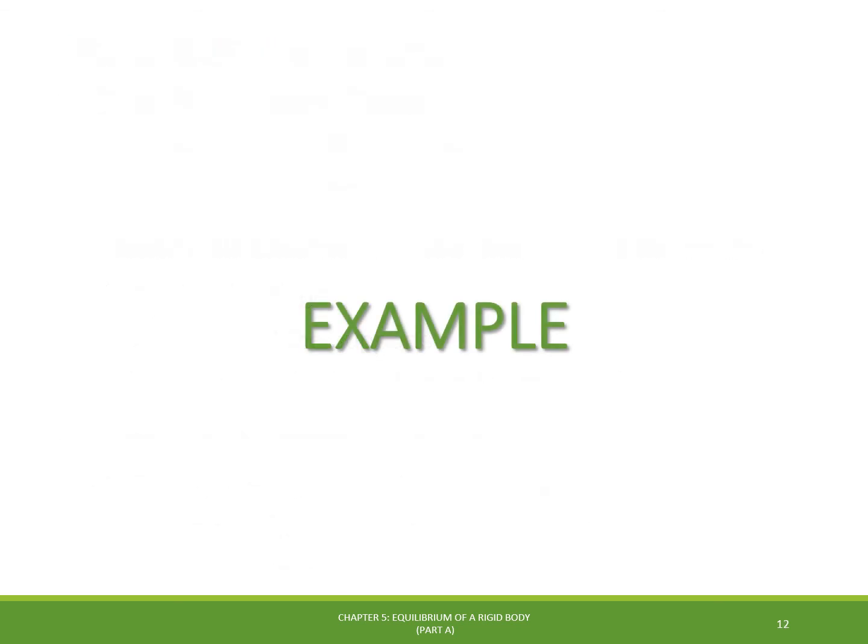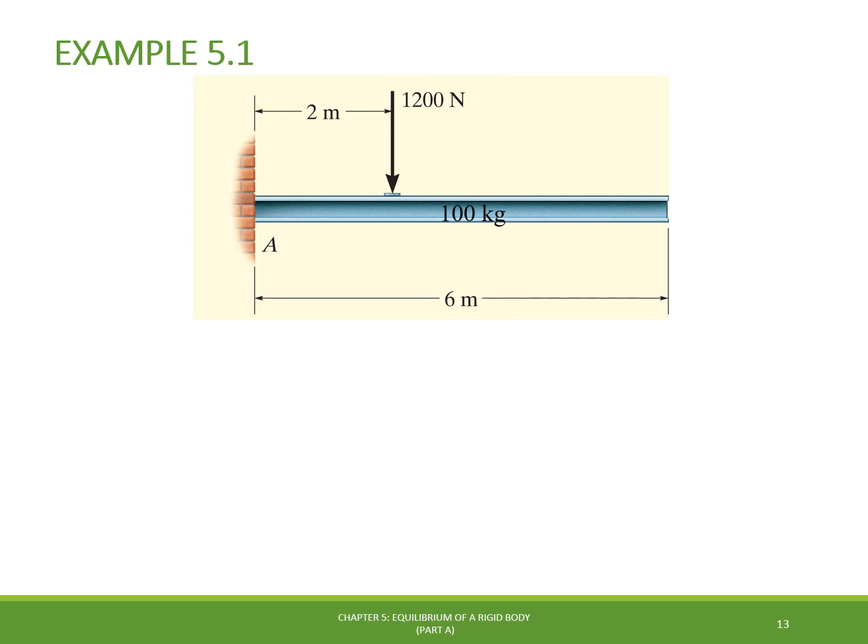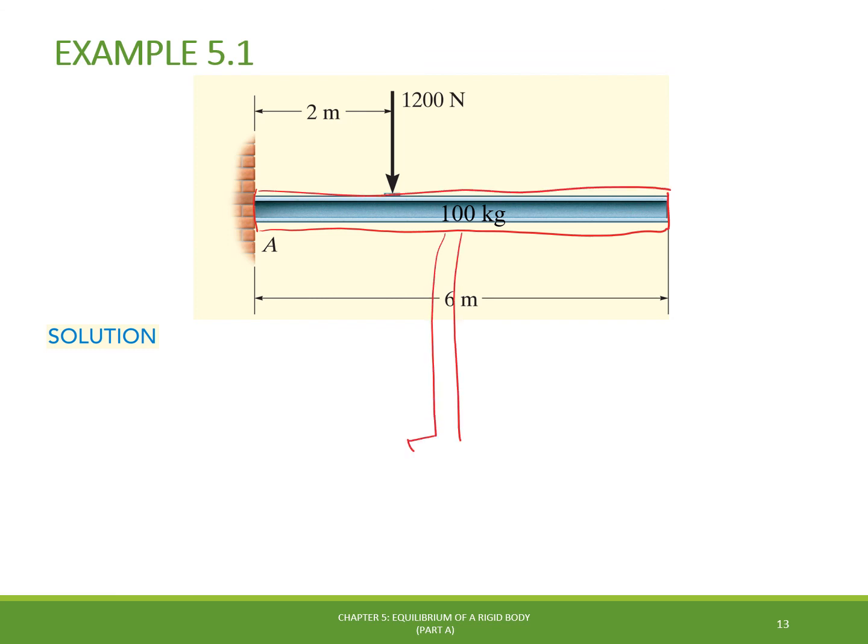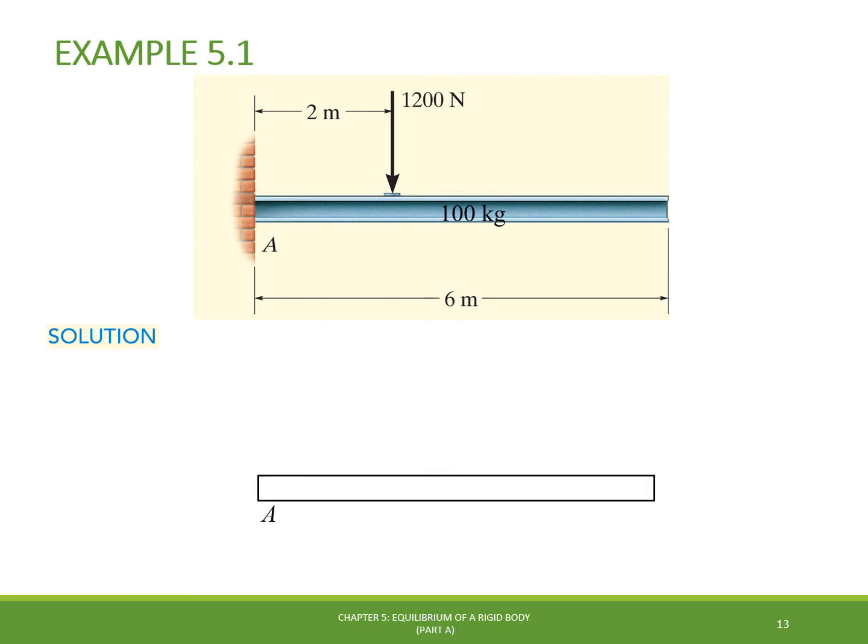Now, let's work on one example. In example 5.1, we have to draw a free body diagram of the 100 kilogram uniform beam shown in the figure. To solve this problem, we have to consider the procedure of analysis described in slide 11. First, we have to isolate the beam from its connections with the wall and sketch a simple outline of its shape.